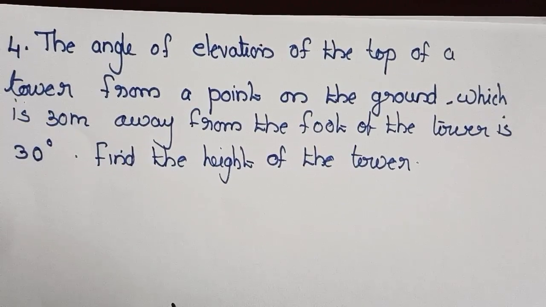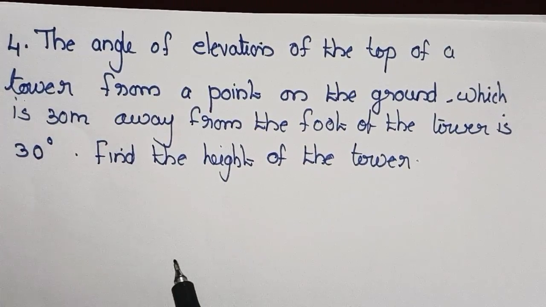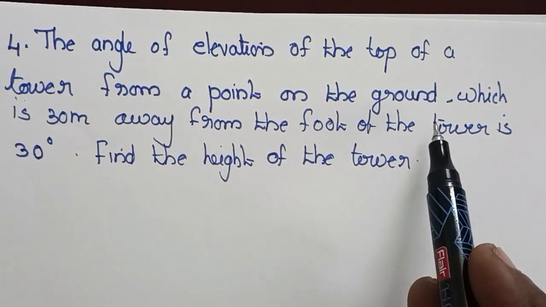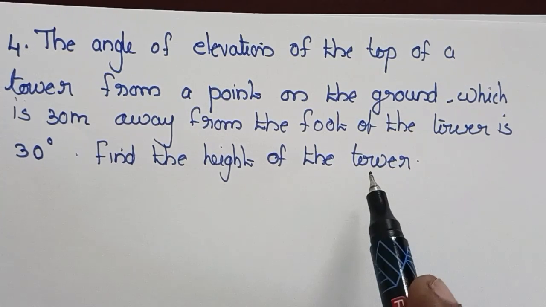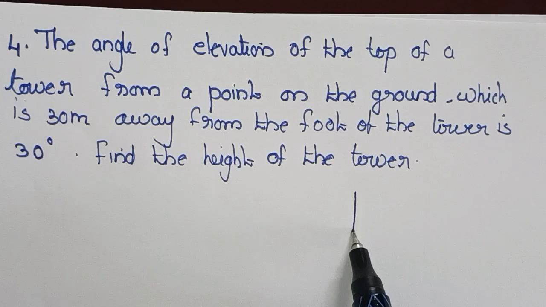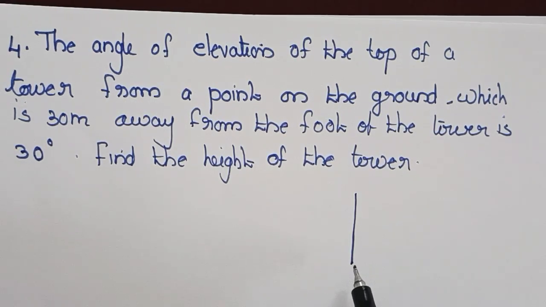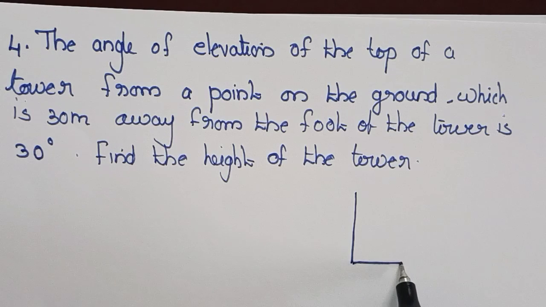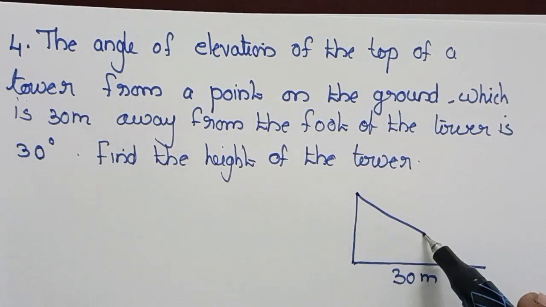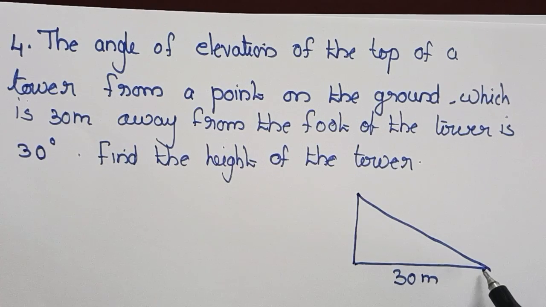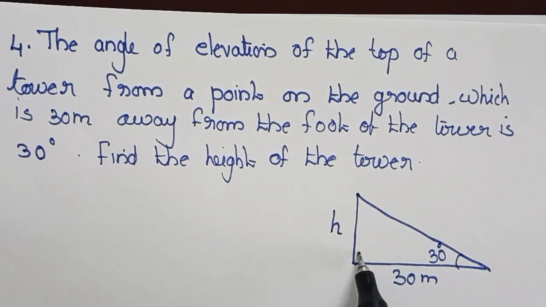Fourth question. The angle of elevation of the top of a tower from a point on the ground which is 30 meters away from the foot of the tower is 30 degree. Find the height of the tower. The height of the tower is not given, and from a point 30 meters away from the foot, the angle of elevation of the top of the tower is 30 degree. That is, we have to find h.